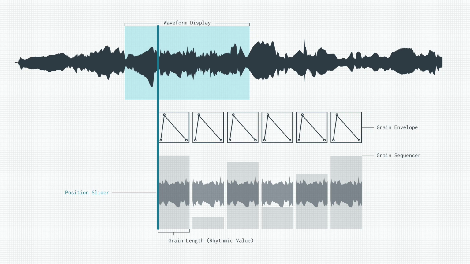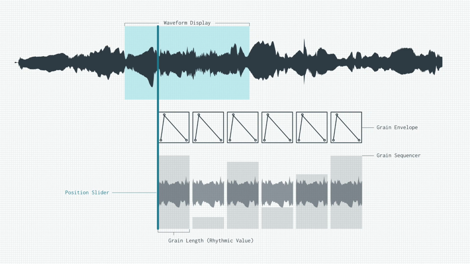So whatever is shown on the waveform display, you can scan through that part of your waveform with a position slider, and the position slider will determine where to start scanning or playing the waveform. It will play for the length that you determine in the rhythmic section with the rhythm sliders. So you give it a rhythmic value, say like a 16th note or an 8th note.